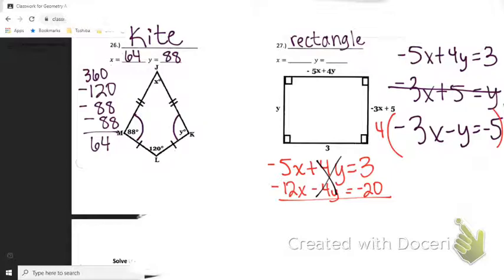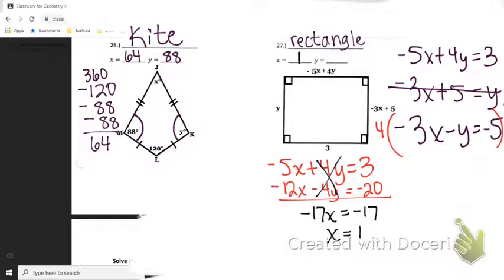So when we combine, we get negative 17x equals negative 17. So of course x would equal positive 1. Fill that in for part of my answer. All right, once we have x, it's pretty easy to find y. We just need to plug it back in.